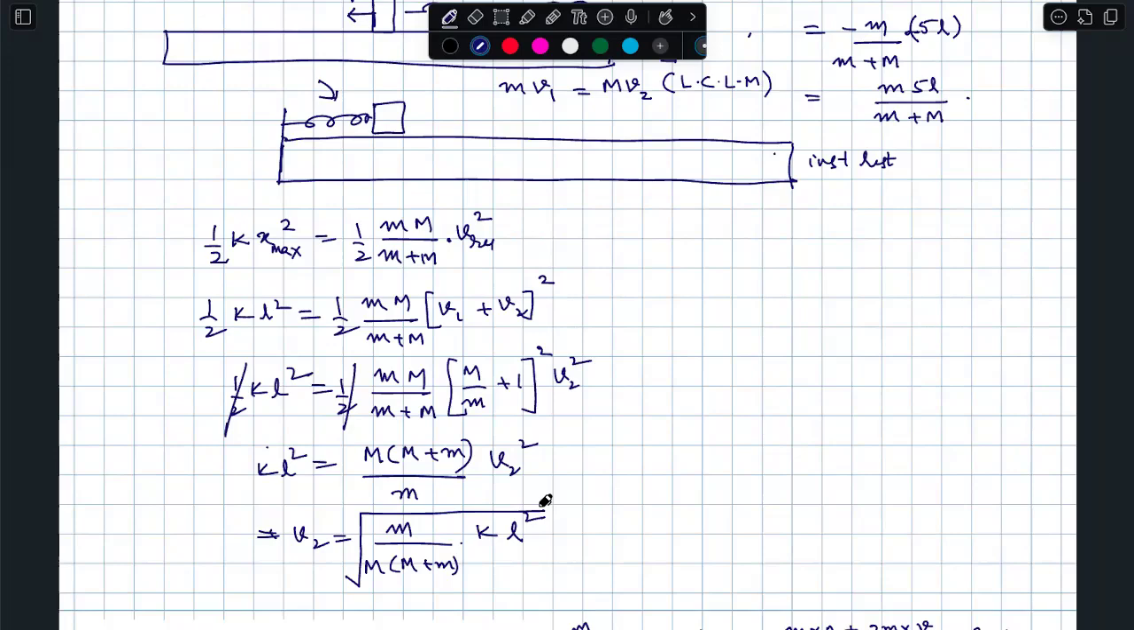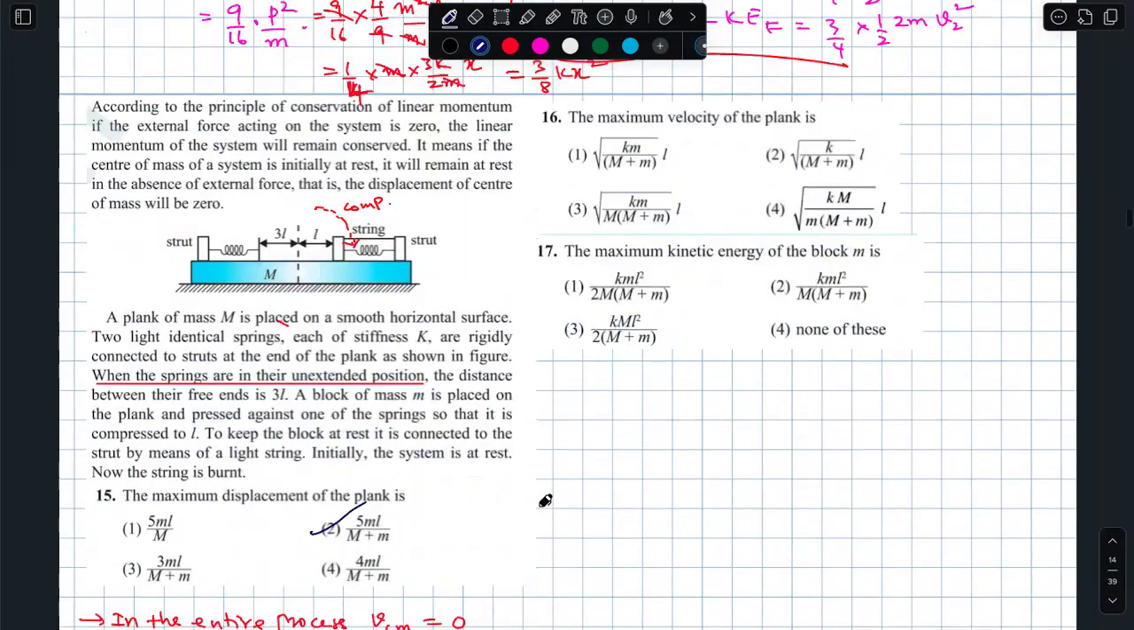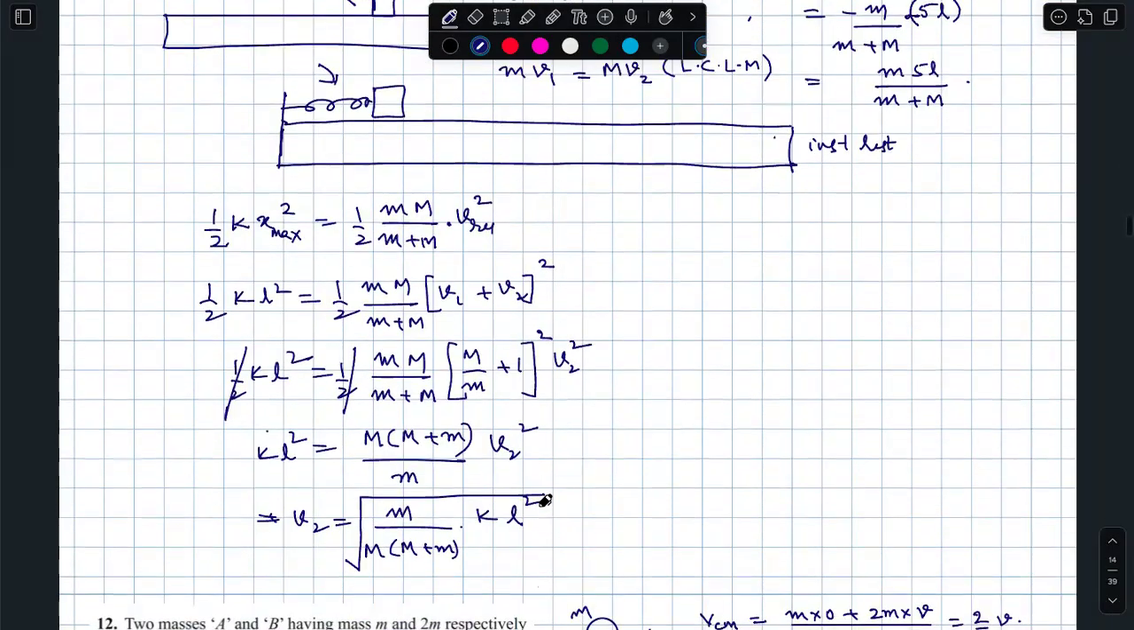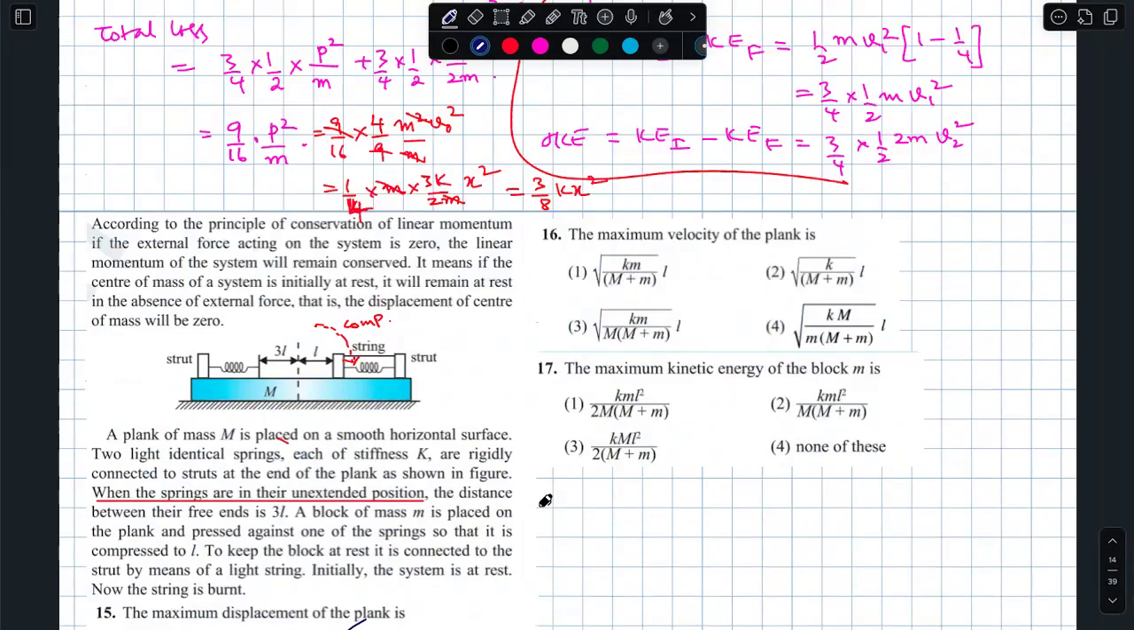Any doubt in this? The maximum velocity of the plank. Am I right? Properly? Right. So, 16th question, they have given answer as 3 and we got the C.